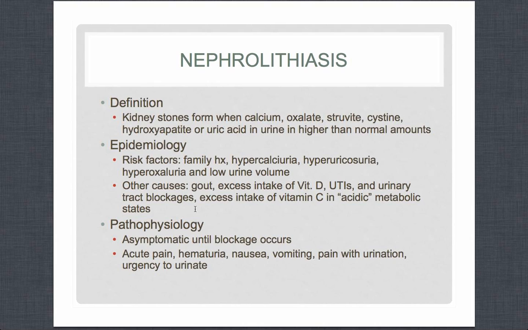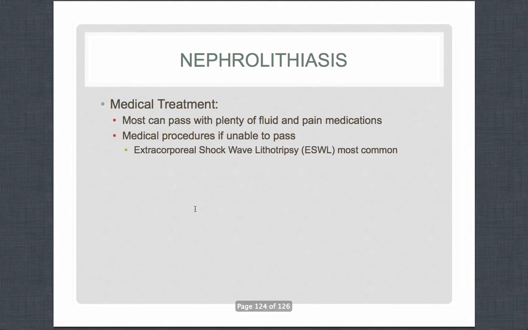Nephrolithiasis, this is kidney stone formation. Common kidney stones are oxalate stones, but you can also get other stones, including struvite stones, cysteine stones, hydroxyapatite stones, or uric acid. The risk factors are family history, hypercalcemia, hyperuricemia, hyperoxaluria, and low urine volume. Other causes are gout, excess intake of vitamin D, frequent urinary tract infections, urinary tract blockages, excess intake of vitamin C, and acidic metabolic states. They're asymptomatic until blockage occurs, and then it results in acute pain, blood in the urine, nausea, vomiting, pain with urination, urgency to urinate.